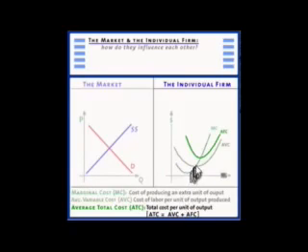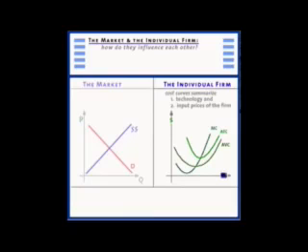So these curves summarize the technology and the input prices of the firm to tell you how much it costs to produce a given amount of output. Once we put a price into this picture, we can tell you how much the firm will be producing and how much profit the firm may be making.